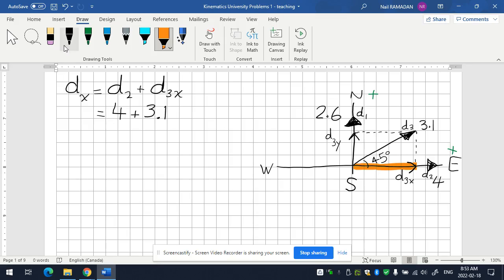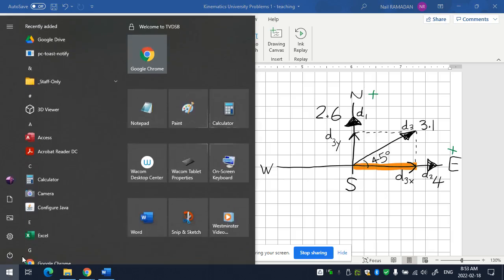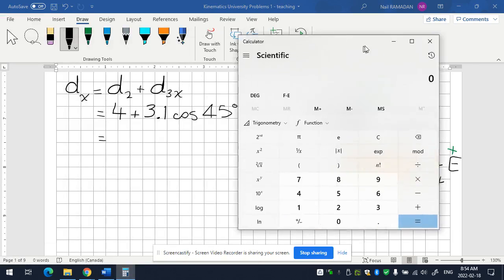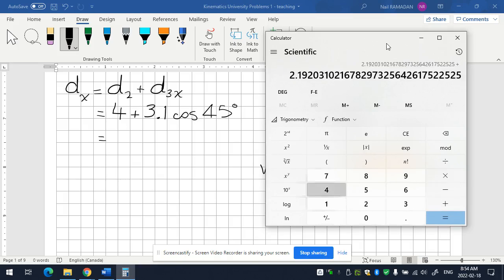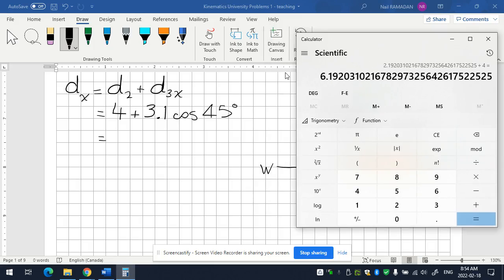Perfect. So you just go here and you write cosine of 45. All right, let's do this in one shot with the calculator right here. I have to do 45 degrees first. Cosine it. Please make sure you're on degrees. Please. Times 3.1 plus 4. So the overall distance, or displacement, I should say, or movement on the x-axis is 6.19.